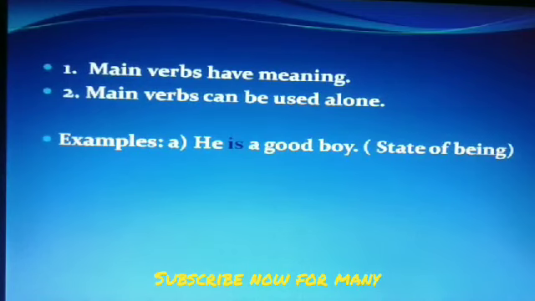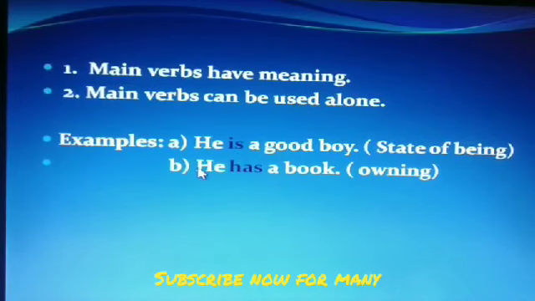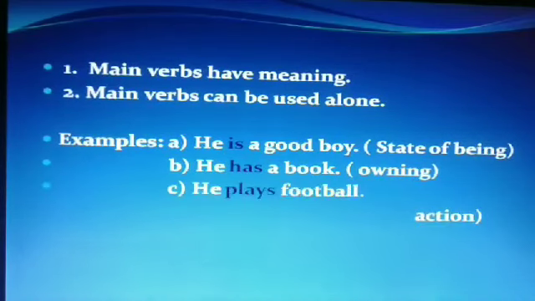Examples: he is a good boy. Is is the present form of be verb, so it is explaining the state of being, the person, how he is. So he is a good boy, that is. And he has a book. Has is the present form of have, so it indicates owning or to have something. He plays football, that indicates action of physical type, physical action.